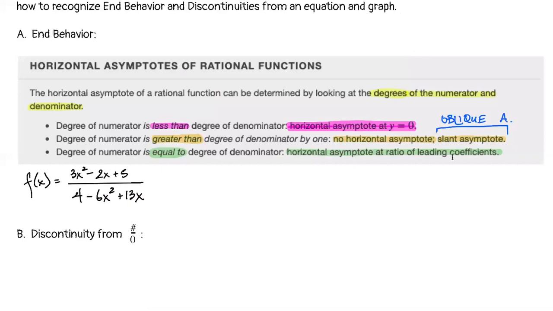Yeah, the degree on the top is 2. Excellent. All right, because we got that highest power there. It's in standard form, so we just picked the highest one. What about the degree on the bottom? Same. Okay, I actually really like the way you said that. They're the same. So how do we find our horizontal asymptote here?